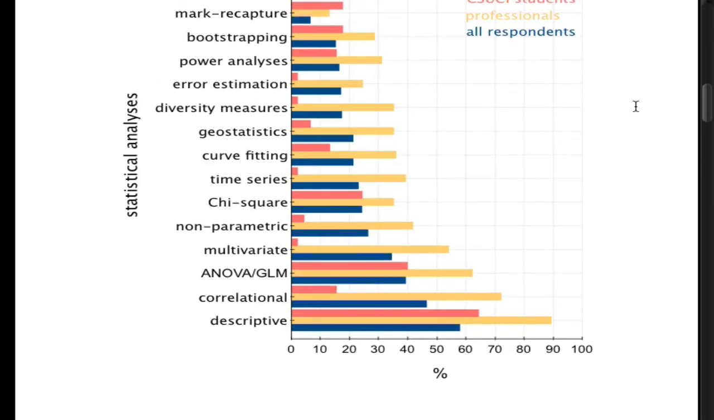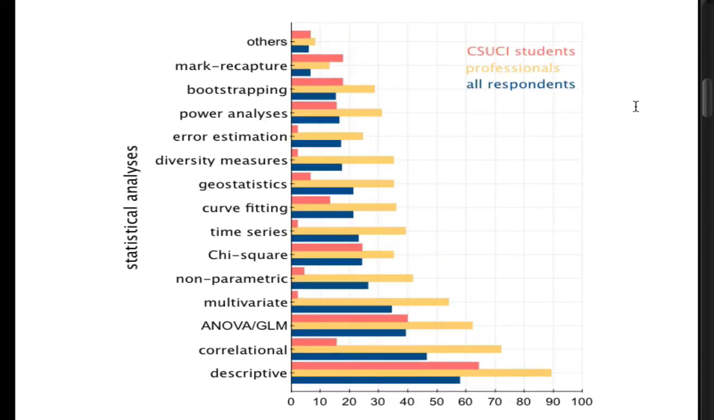Here we go. So this is the type of statistics that these people are doing. Same thing, this is the same color pattern as last time. CSUCI up top. The goldenrod or yellow color are the folks with the full-time job, and then everybody together is the blue, and it's sorted by all respondents. Anything up there unusual to you? Anything seem strange to you guys?